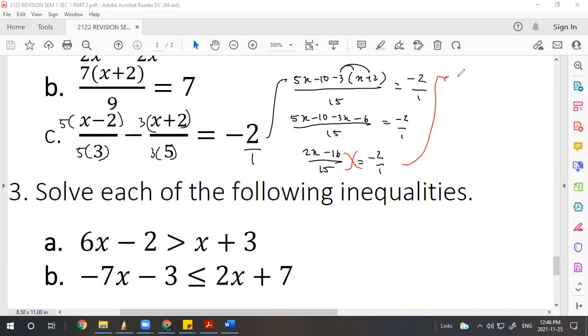It becomes 2x minus 16 times 1. No need to do anything to it. Equals negative 2 times 15 is negative 30. Right? So 2x equals negative 30 plus 16. So 2x equals negative 14. So x equals negative 7. That's for number C, question C.